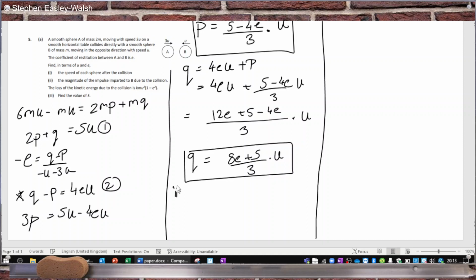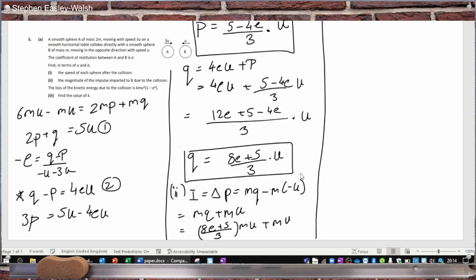Part 2, the impulse. That would be the change in momentum on B. So that would be mq minus m times minus u. So mq plus mu. So that would be (8e plus 5) over 3 times mu, plus mu.